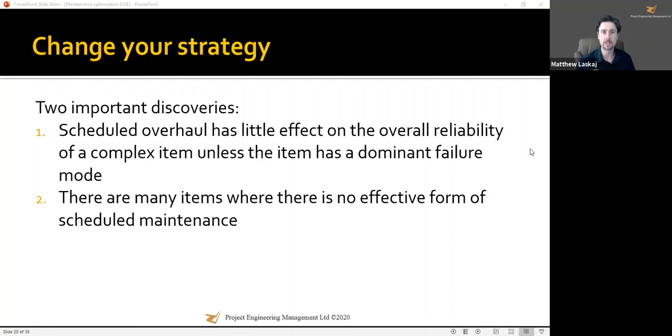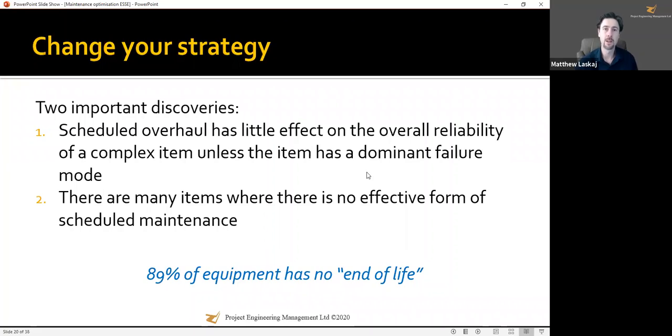But if you think about a complex system, so pumping system or turbines or something like that, scheduled overhaul has very little effect because only 11% in the aeroplane industries get to that wear out and age related. So there's a huge amount of items that there's no effective form of scheduled maintenance. Okay, there's no point doing planned maintenance when we don't know when it's going to fail. So in this study, 89% of equipment has no end of life. Okay, it doesn't ever get to the end of life because something else makes you change it before it's going to break, overhaul it, replace it, do something. It never even gets to the end of its life.